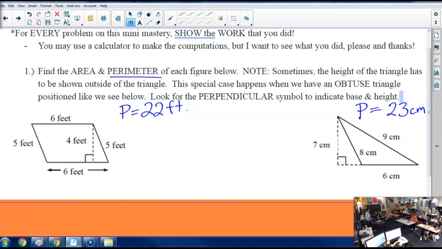It's got to have a label or it's wrong. Technically, it's not wrong, but it's not right.